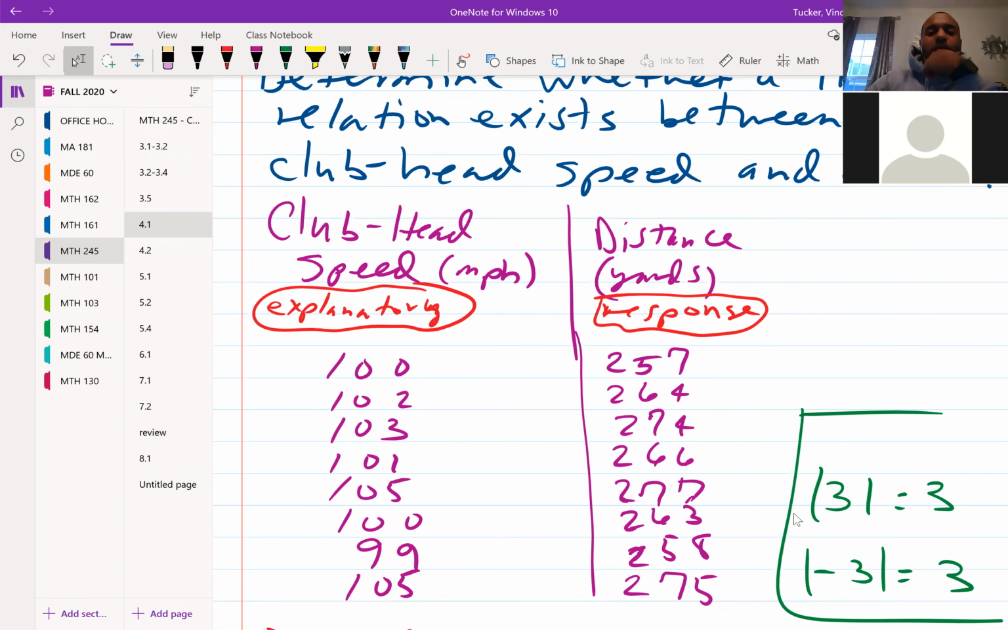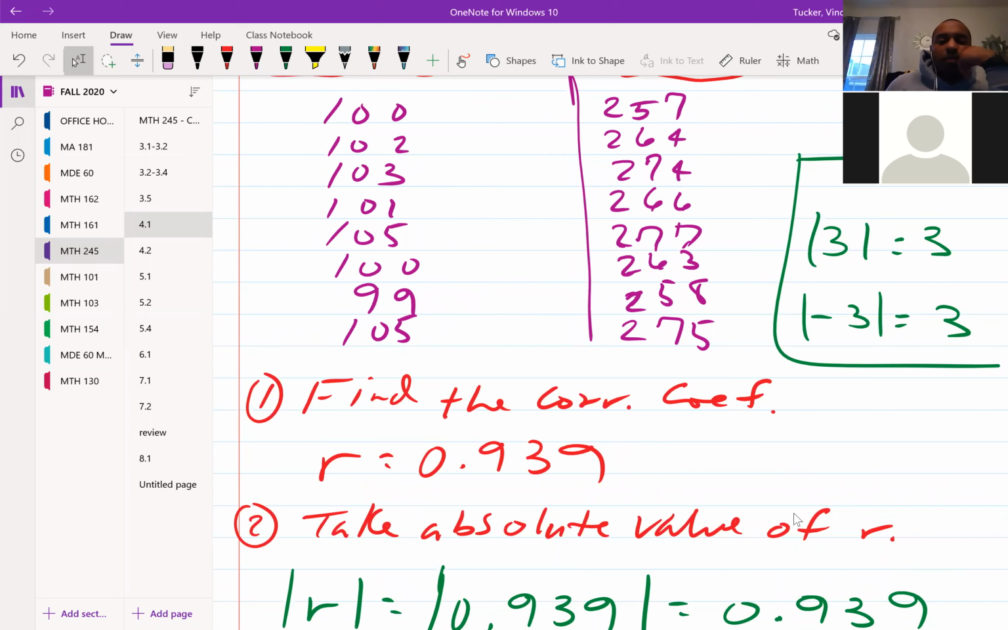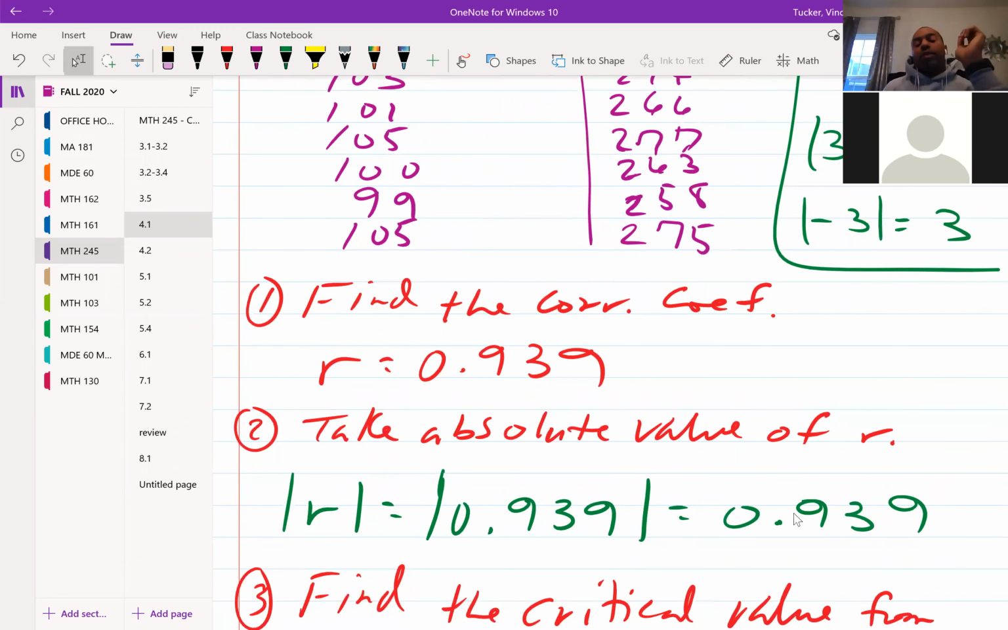All right, so we found the correlation coefficient, which was step 1, and that was 0.939. Step 2 is to take the absolute value of that. Don't forget, the correlation coefficient can be negative. Absolute value will ensure that you're dealing with the positive result, and that's what they want. So that's why I say take the absolute value of your correlation coefficient. The absolute value of 0.939 is still going to be 0.939.